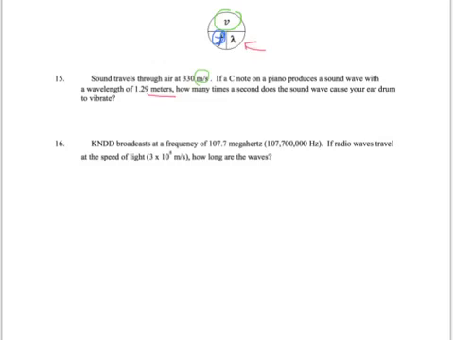So what I have then is 330 meters per second divided by a wave that is 1.29 meters long, and that equals 255 hertz, which happens to be what the C note on a piano is.